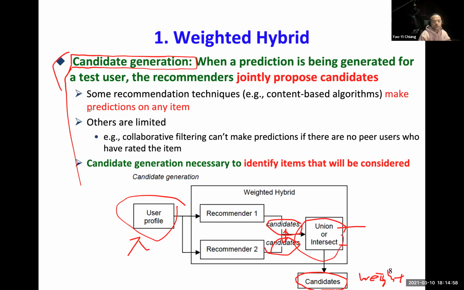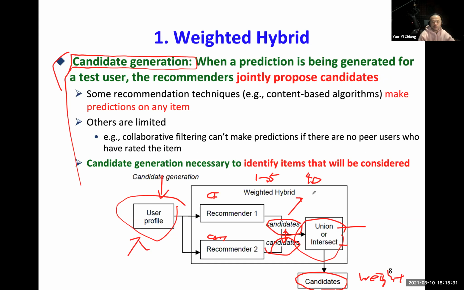Okay, so for example, let's say this is the CF-based method. This is the content-based method. For this user, the CF-based method says, all right, I am going to generate some candidates, and the candidates will have a predicted rating larger than 4.0, because we only care about the high rating ones.